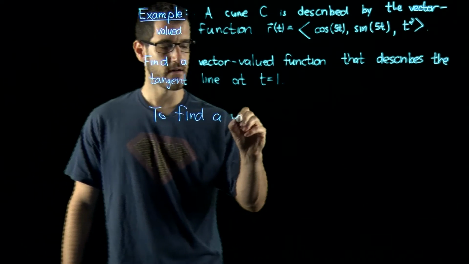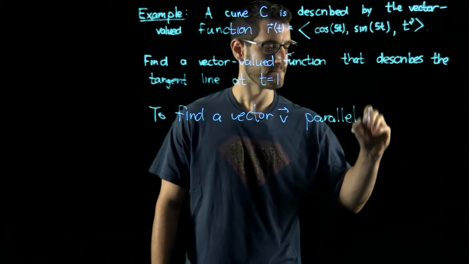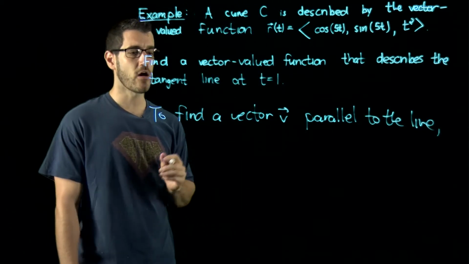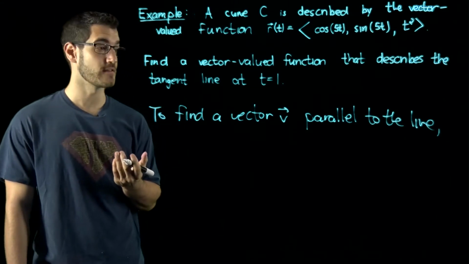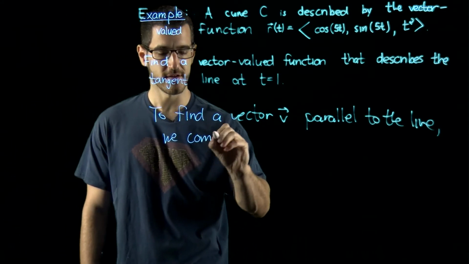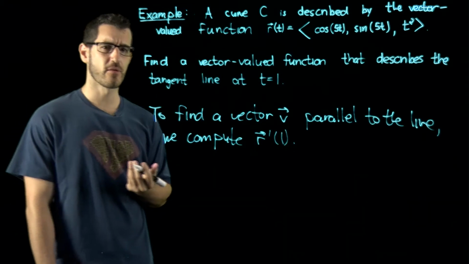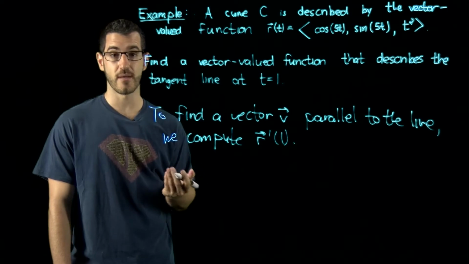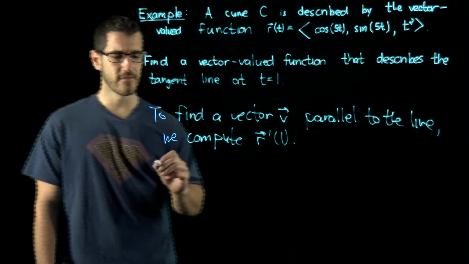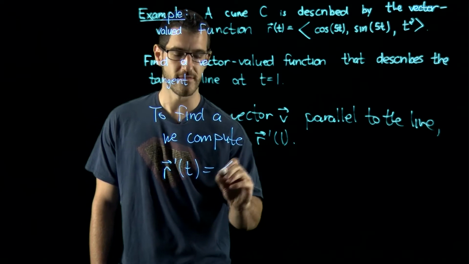To find a vector parallel to the line, what's a good choice? Well, we know that r prime of 1 serves precisely as a candidate for this vector v, so let's compute r prime of 1. In order to compute r prime of 1, all we really have to do is compute r prime of t first, and then just plug in 1. Finding the derivative of a vector valued function is quite easy. All we have to do is take the derivative of each component.